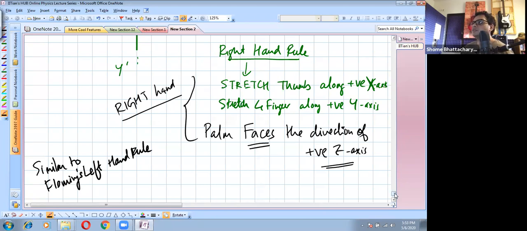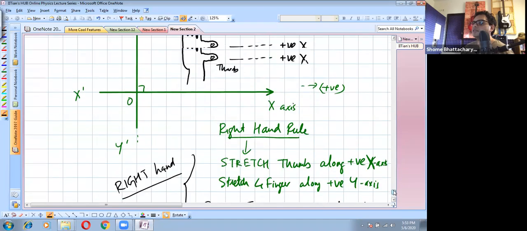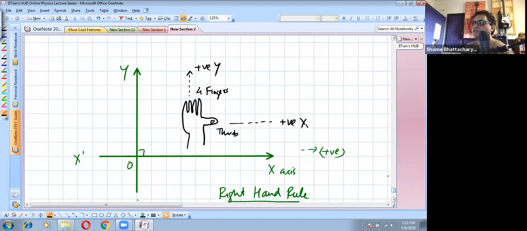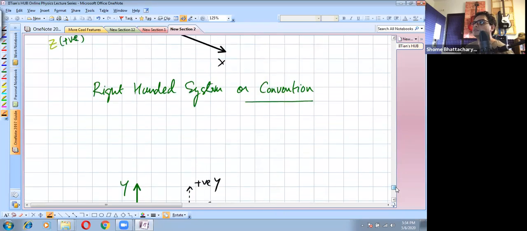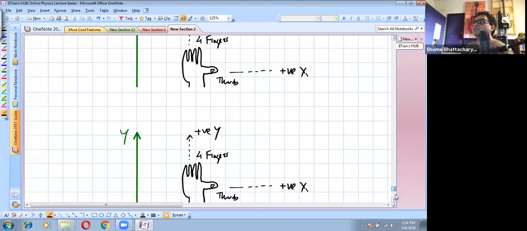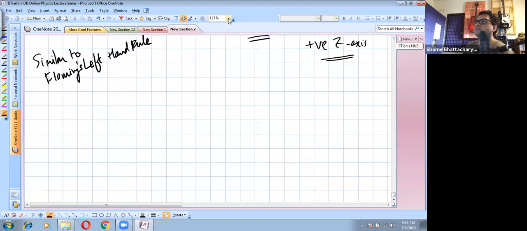So this is the right hand palm rule or the right hand thumb rule. That is, point your right hand thumb along the x-axis, stretch your fingers along the y-axis, then wherever your palm is pointing, that becomes your positive z-axis. Okay, have you understood this? So that's how we decide between the positive and the negative z-axis.